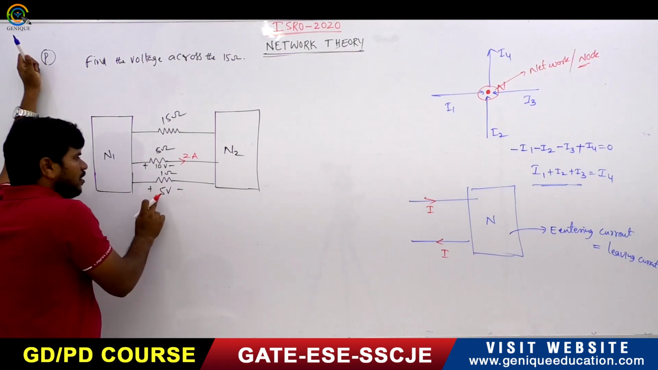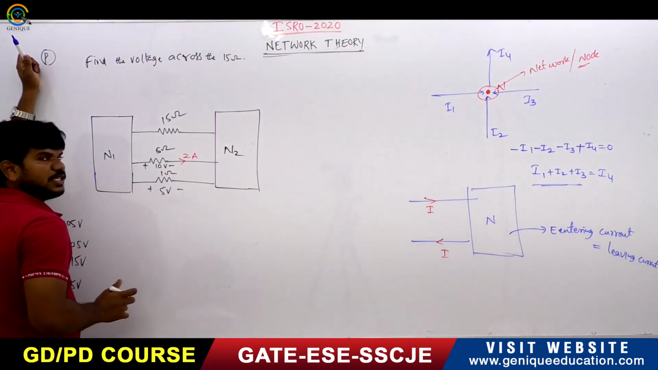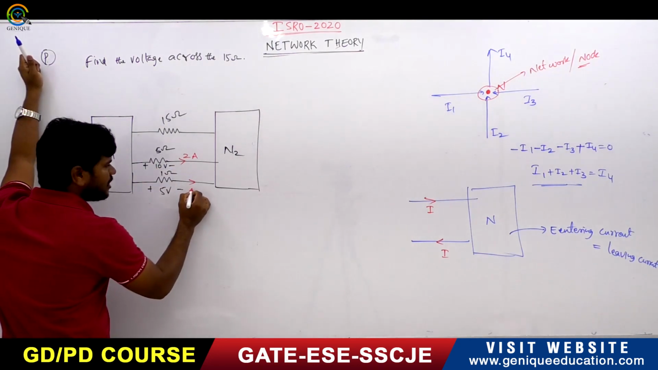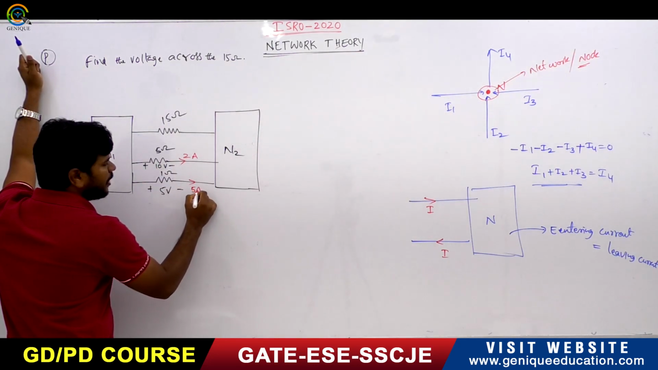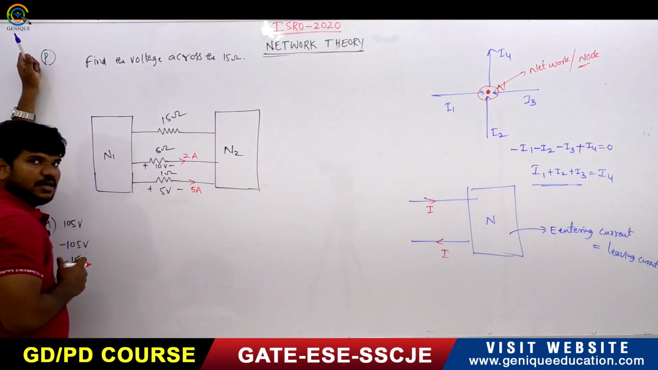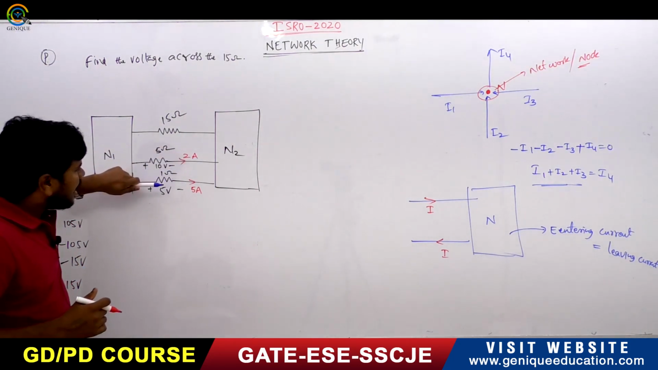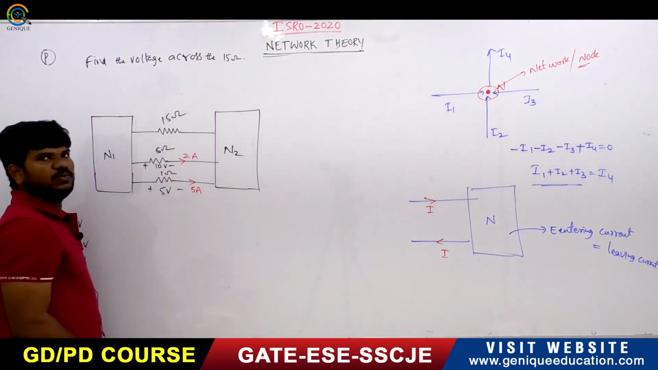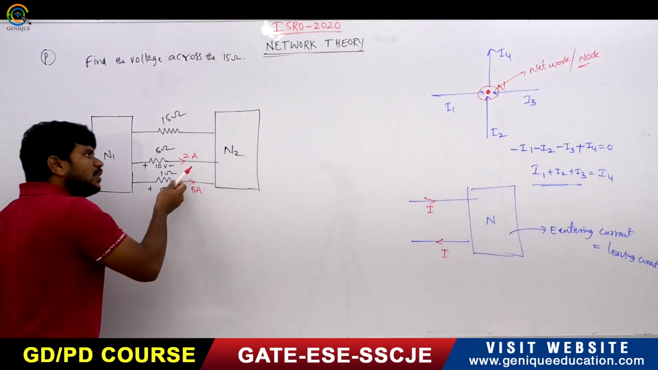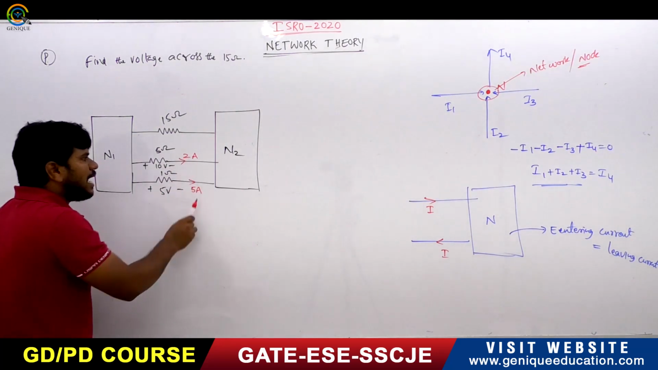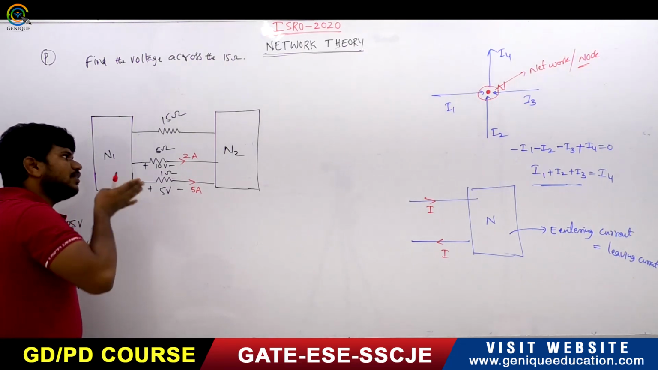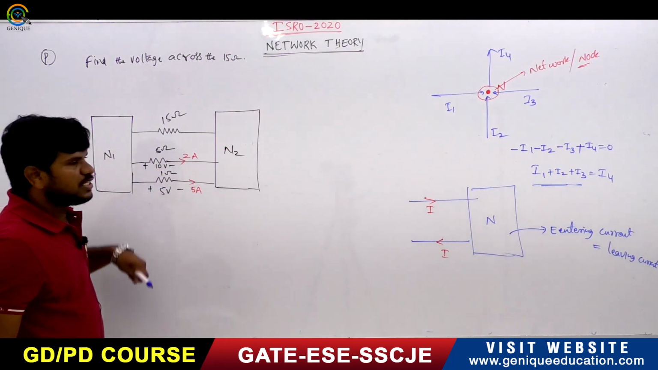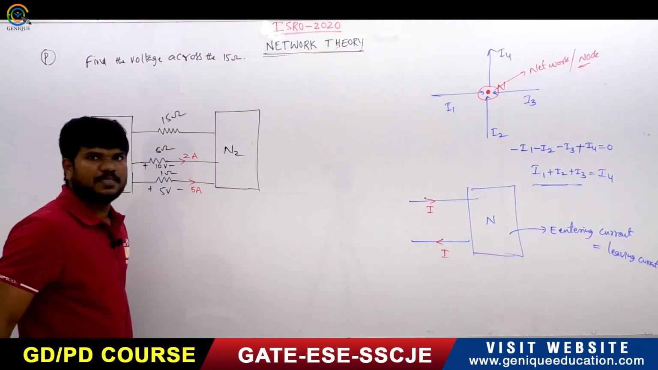Across the 1 ohm resistor, a 5 volt drop is there. The current will be voltage divided by resistance, so it is 5 amperes. So 2 amperes and 5 amperes are entering this network N2. What is the meaning of this? The total current entering the network is 5 plus 2, which is 7 amperes.